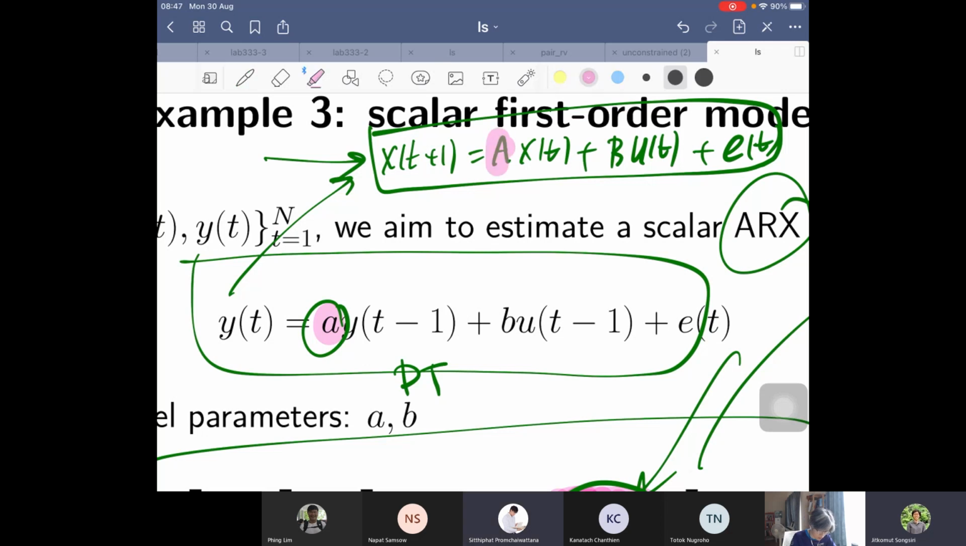A is stable. Yes, and this big A, since this is just a scalar system, plays the same role as this small a. So this small a has to be less than 1 in magnitude. The magnitude must be less than 1.